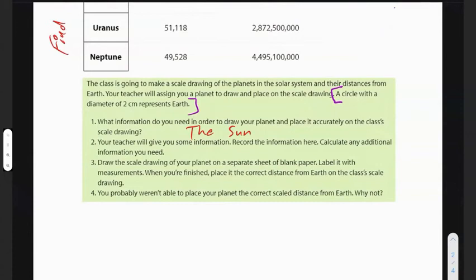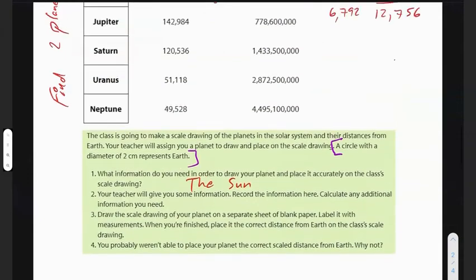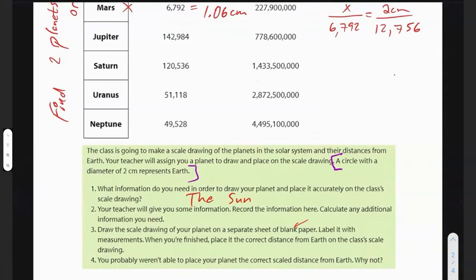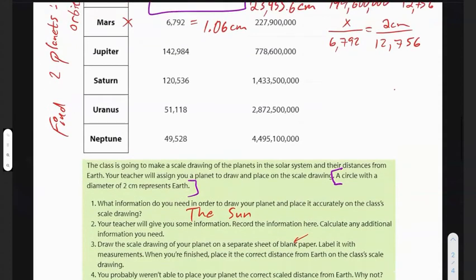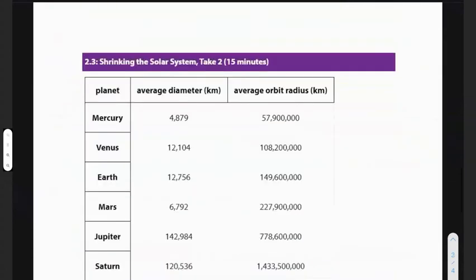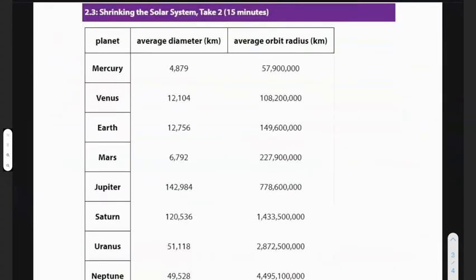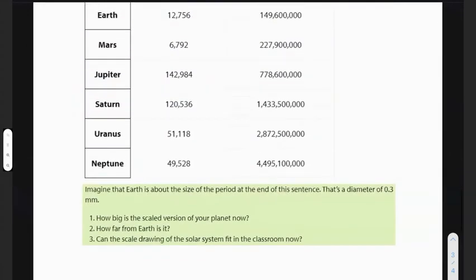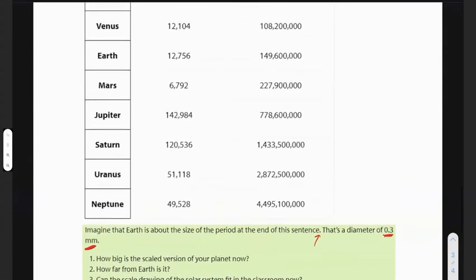Your teacher will give you some information. I'm not having you draw this because you're going to need a bigger piece of paper to do that. Because that's going to add up. You draw that on a piece of paper and you wouldn't fit everything on there. You'd probably do something like this, or you imagine the Earth is about the size of this little period, which is about 0.3 millimeters.